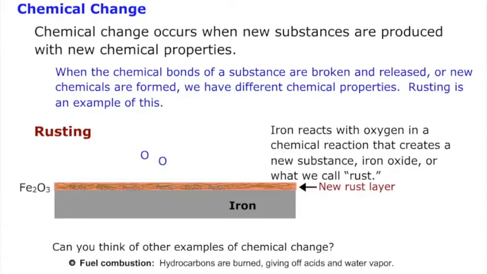One example is fuel combustion. Hydrocarbons are burned, giving off acids and water vapor.